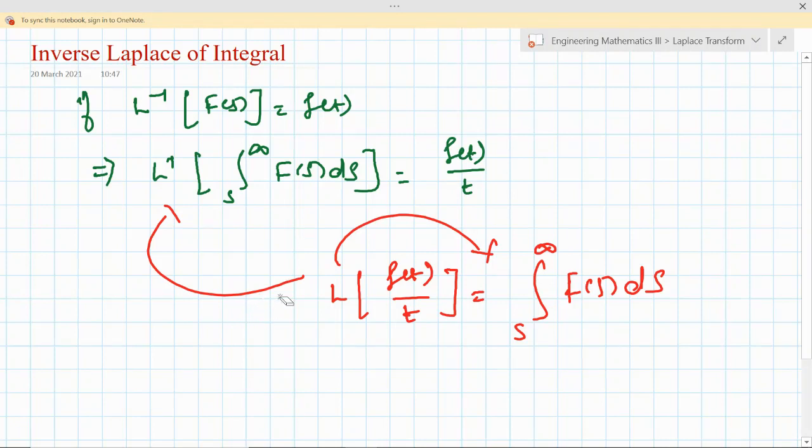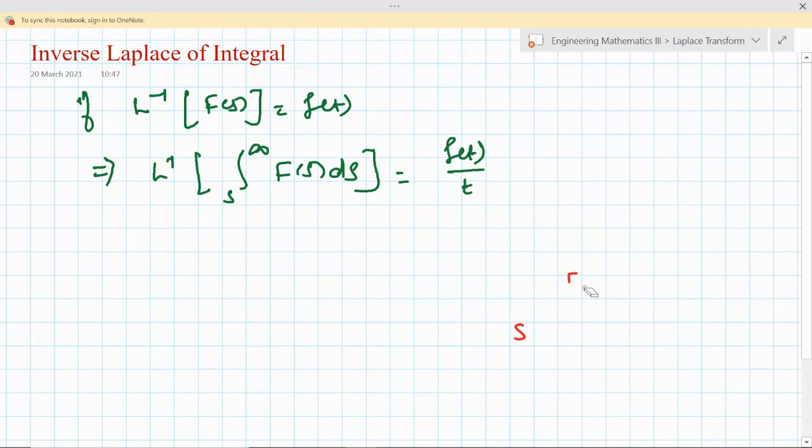Okay, so nothing is different. Whatever the Laplace of division by power of t, here it is the inverse Laplace of an integral. So inverse Laplace of f of s is equal to f of t. Then inverse Laplace of the integral from s to infinity of f of s ds is nothing but f of t upon t. Okay, so to understand this, let us see an example.